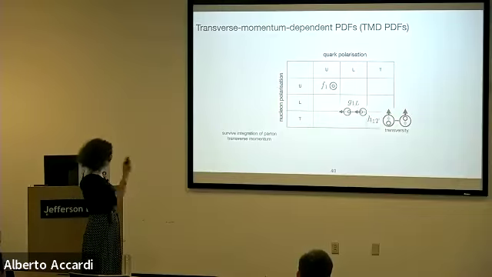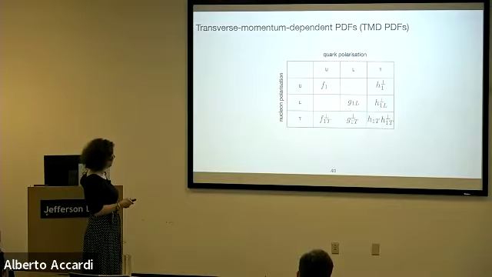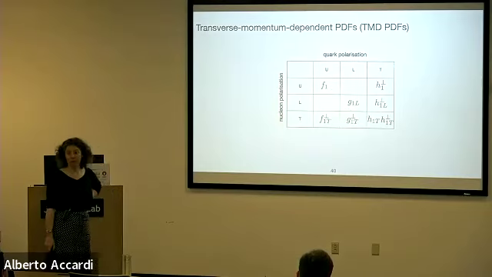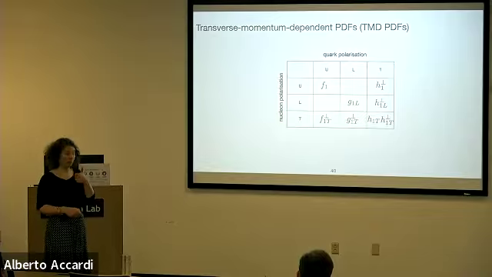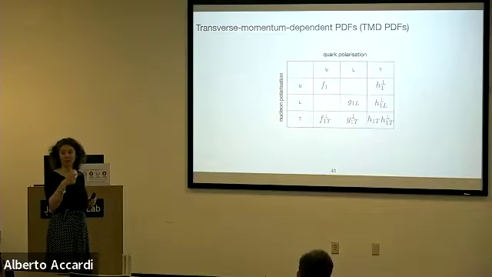But okay, now if we also take into account transverse momentum, then we get a whole series of additional distributions. So for example, you can look at the distribution of unpolarized quarks in a transversely polarized nucleon. But there, in order for this to happen, you need your quark to have transverse momentum. And you actually probe the correlation between the transverse momentum of your quark and the transverse spin of your nucleon.